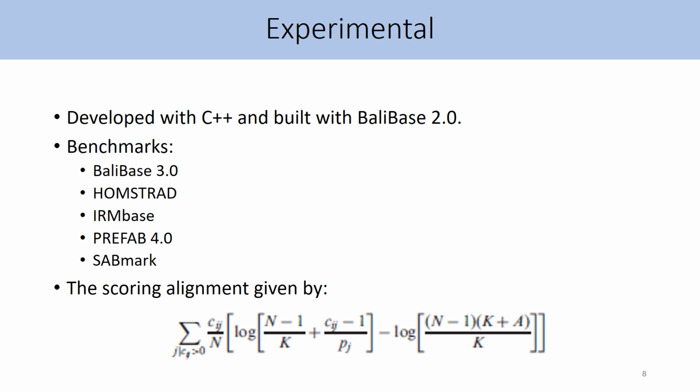Cobalt was developed with C++, and it was built with BASE 2.0. The benchmarks used to compare the multiple sequence alignment tools are BAliBASE 3.0, HOMSTRAD, IRMBASE, PREFAB 4.0, and SABmark. The scoring alignment that was used to compare the different multiple sequence alignment tools is given by this equation here. The equation encapsulates all the variables that they could encapsulate with this formula.